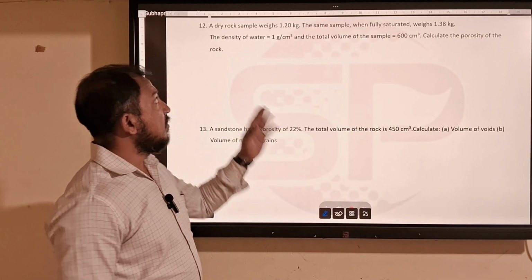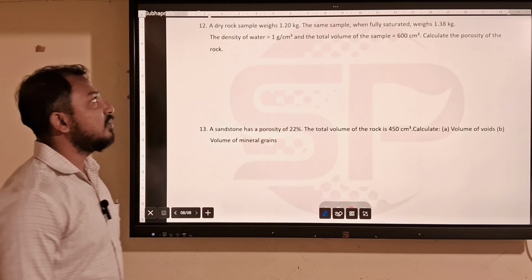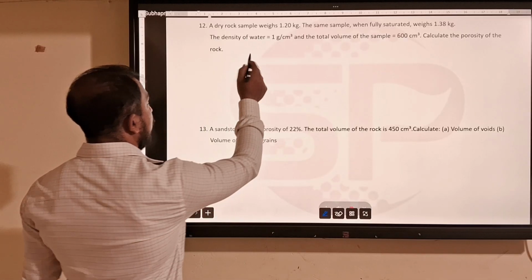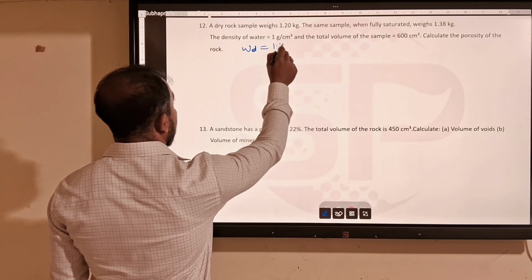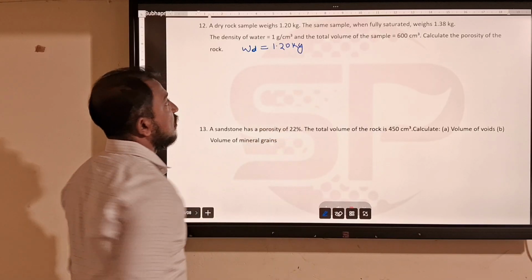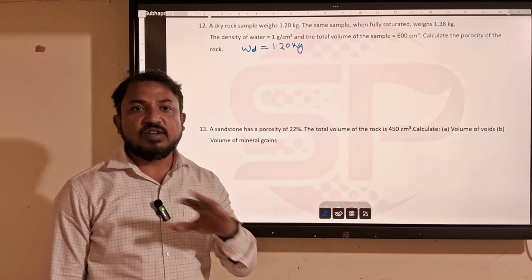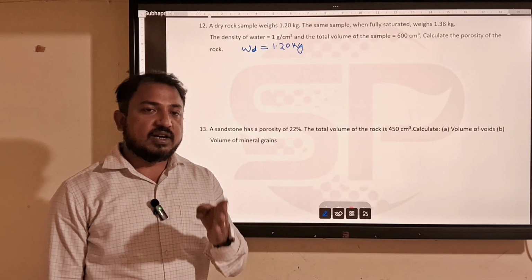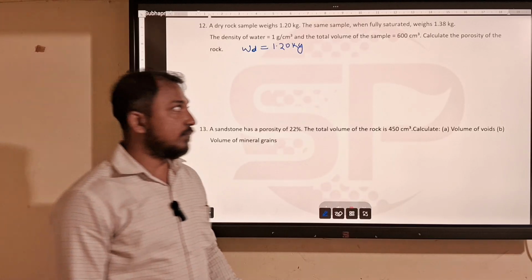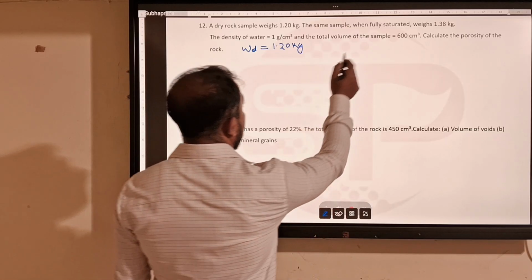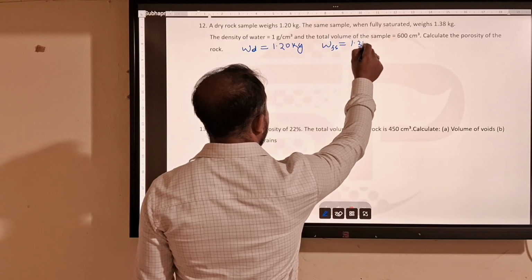So next, on to another problem. That is also the calculation of porosity. Here a dry rock sample weighs 1.20 kg. So weight of a dry rock we will take as 1.20 kg. When fully saturated, that means all the pore spaces are filled with water. In fully saturated condition, remember, the volume of water will be equal to the volume of voids. Fully saturated, it will be 1.38 kg.